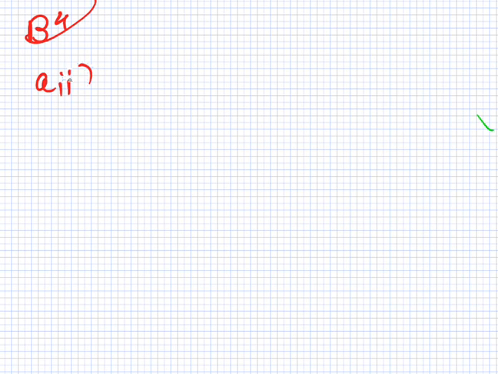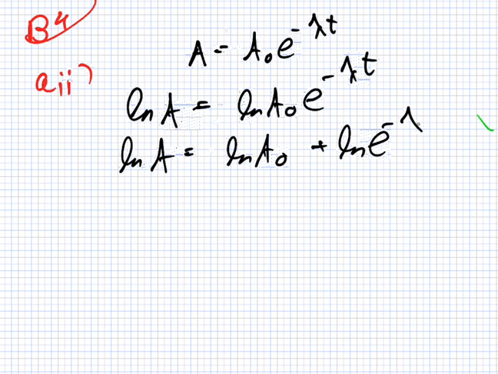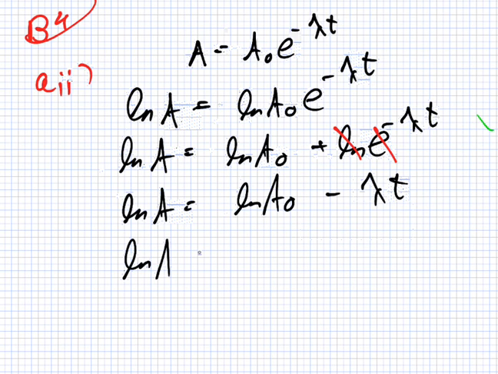They want you to show that result. So you start off with A equals A0 e to the minus lambda t. Then what do you do? Log, yeah. So log A equals log A0 e to the minus lambda t. So log A equals log A0 plus log e to the minus lambda t. What happens to the log and the e here? They cancel. So you get log A equals log A0 minus lambda t. Or in other words, log A equals minus lambda t plus log A0.